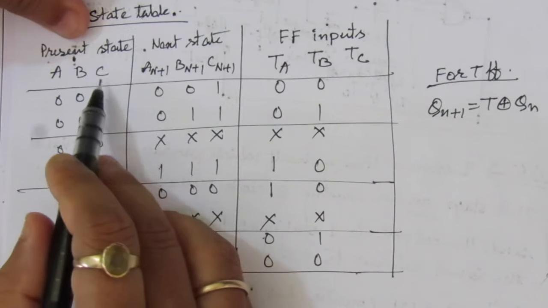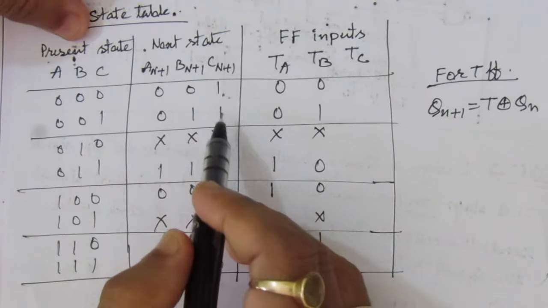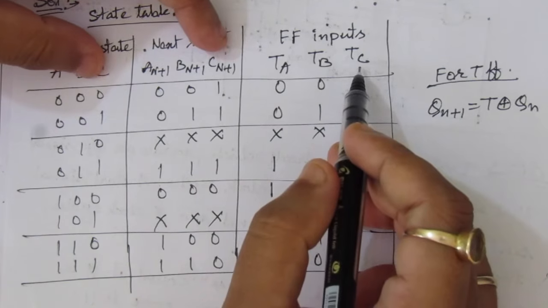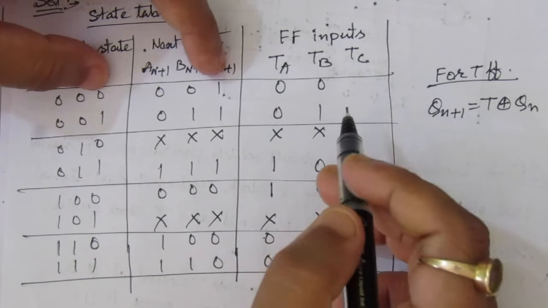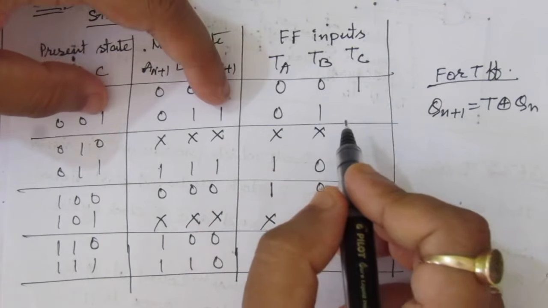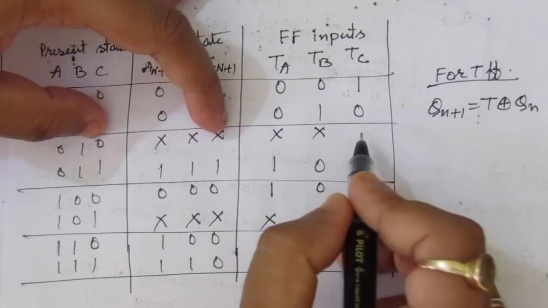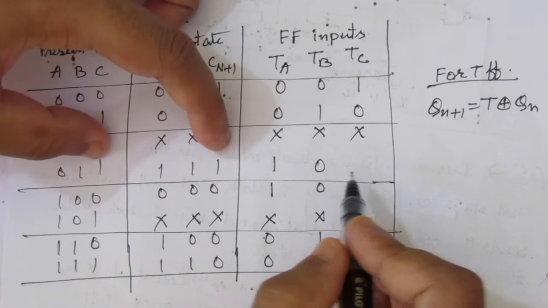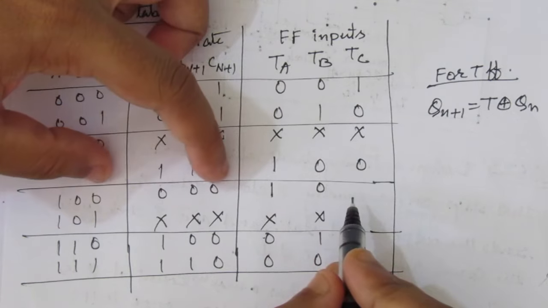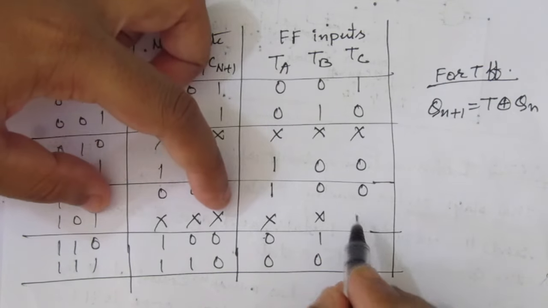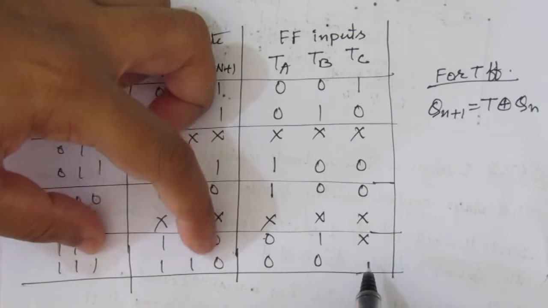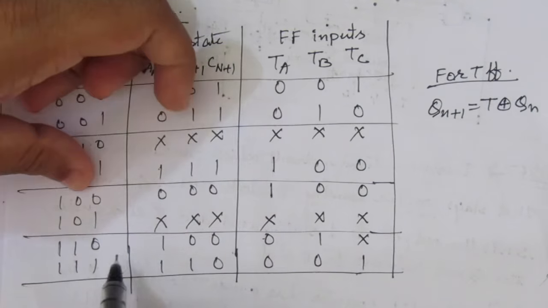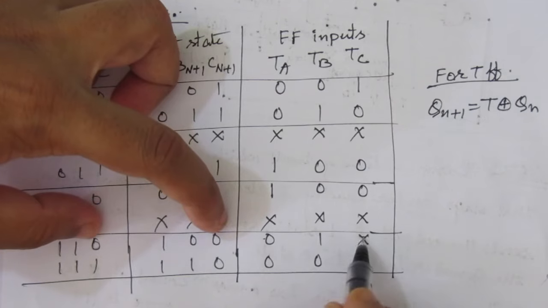Next we have to compare this C column with the next state of C column, so here we'll find out the TC value. So here we'll have 0 1, so it is 1. 1 1, it is 0. Don't care, here we'll have don't care again. 1 1, it is 0. 0 0, it is 0. 0 don't care, here we'll have don't care. And 1 0, it is 1. So here we'll have 0 and 0, it will be 0.